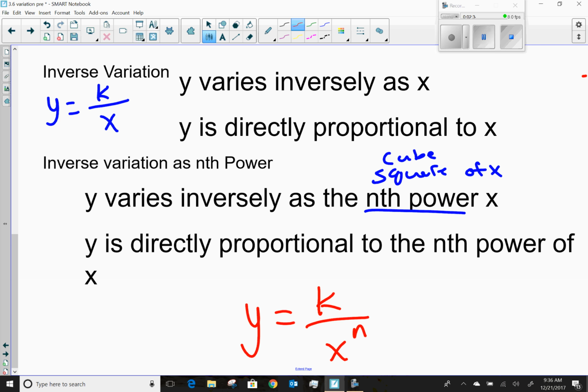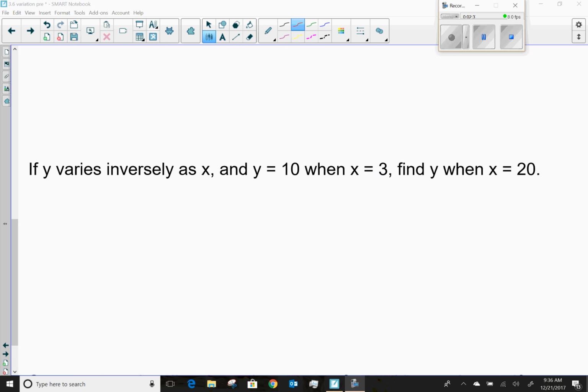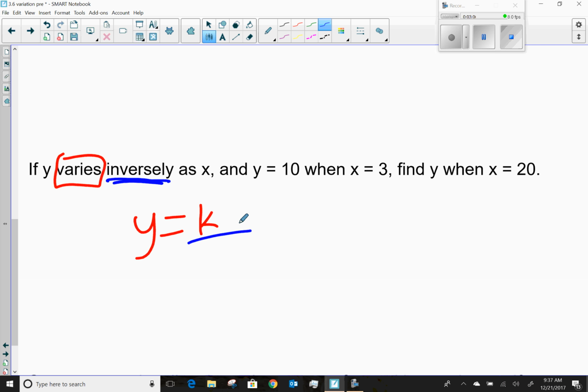So let's do some examples. If y varies inversely as x, and y equals 10 when x equals 3, find y when x equals 20. It's always y equals k, even though we're doing inversely here. What comes before the word varies? That's y, so y goes before the equals. The next word that follows is our operation. It says inversely, and inversely is division. So we're dividing by x, so x goes in the denominator.